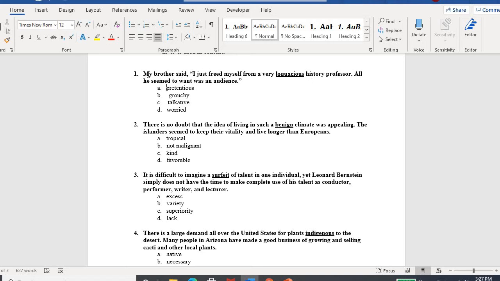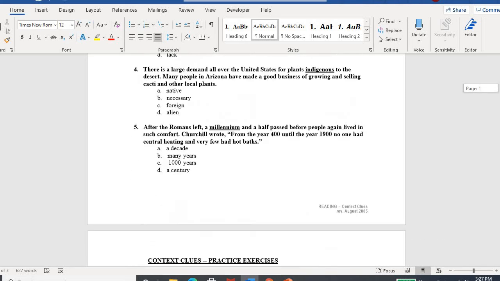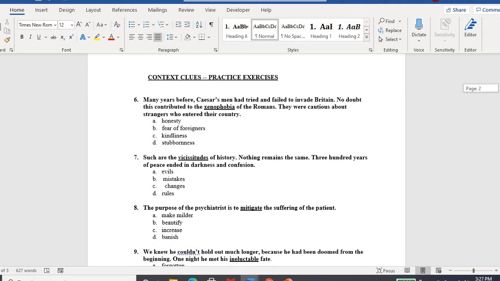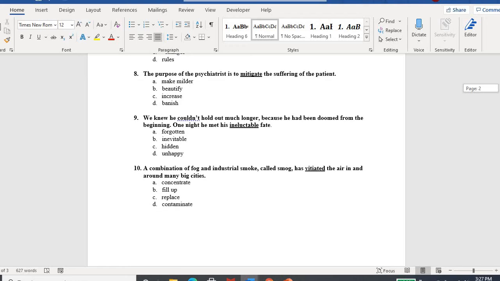For instance, number 1, my brother said, I just freed myself from a very loquacious history professor. All he seemed to want was an audience. Okay, so if we're talking about a professor, he wants an audience. To me, it's kind of like a logic clue. It seems like he is talking about a very talkative person. Okay, so there's that first one. So that's what you're doing for this first exercise. It goes all the way through to number 10.